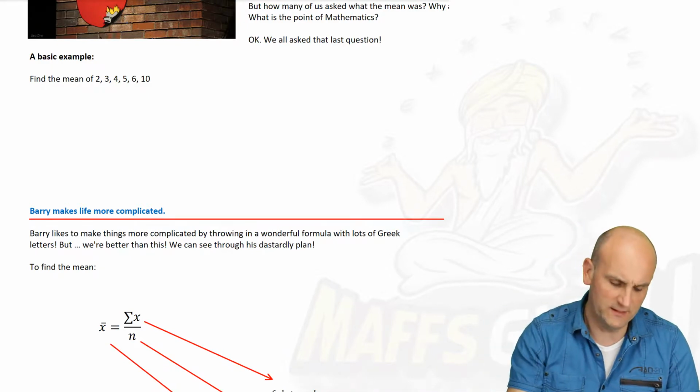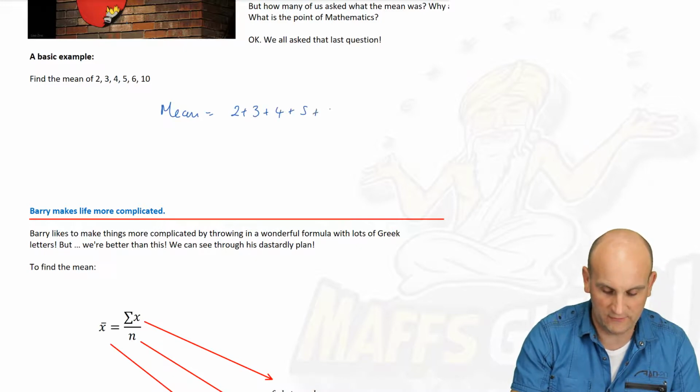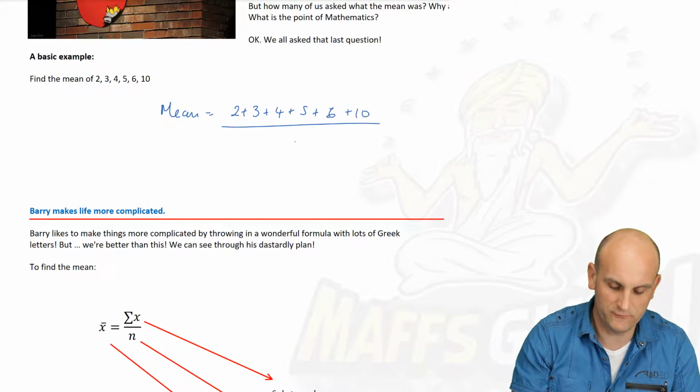And we know that to find the mean, what did we do? The mean is equal to 2 plus 3 plus 4 plus 5 plus 6 plus 10 divided by 1, 2, 3, 4, 5, 6.